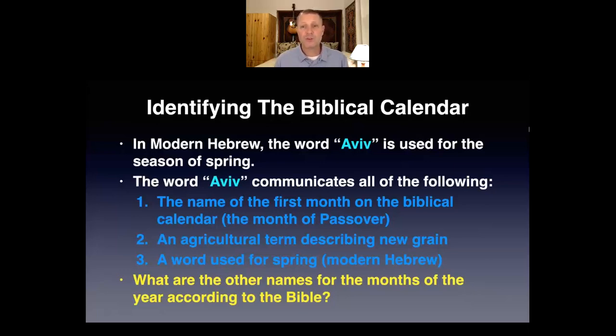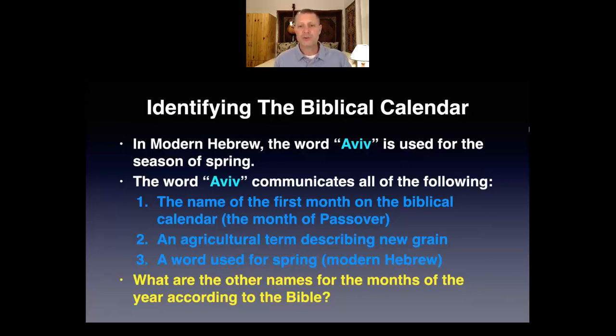So the word Aviv communicates all of the following. Number one, the name of the first month on the biblical calendar, the month of Passover. Number two, it's an agricultural term describing new grain. And number three, it is a word used for spring in modern Hebrew. It has all those meanings.